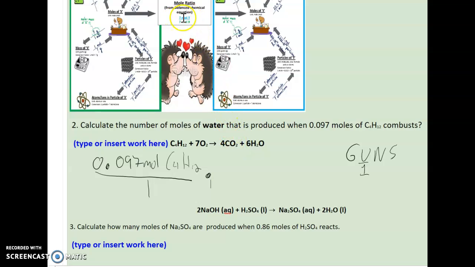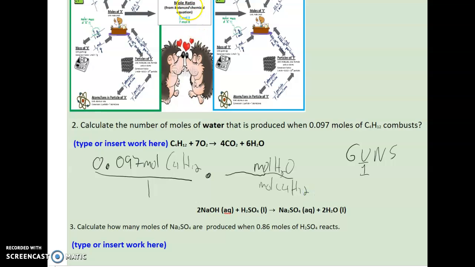So I put the mole of the thing I'm looking for on top. So I'm going to go ahead and write that before I write in any numbers. Mole of, what am I looking for again? Water, which is H2O. Great. Over the mole of the thing that I already have. So that's mole C4H12. Cool. Now I just fill in these numbers.